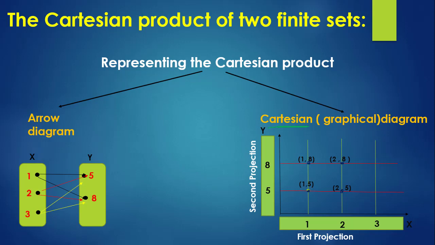So this is the Cartesian diagram to represent the Cartesian product of two finite sets X and Y. Now 3, 3 with 5 and 3 with 8. So from each element on X, I put a point to each element in Y. Here for 1, 1 with 5, 1 with 8, these are the first 2 points. 2, 2 with 5 and 2 with 8, so we have another 2 points. Here 3 with 5 and with 8. So this is the Cartesian diagram and this is the arrow diagram.